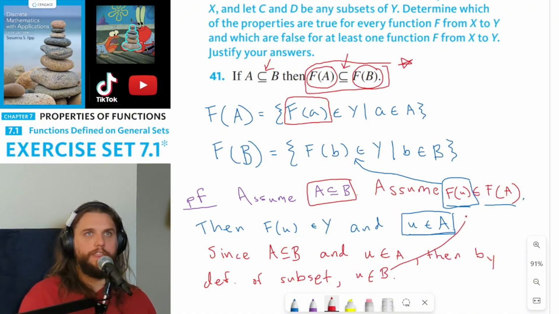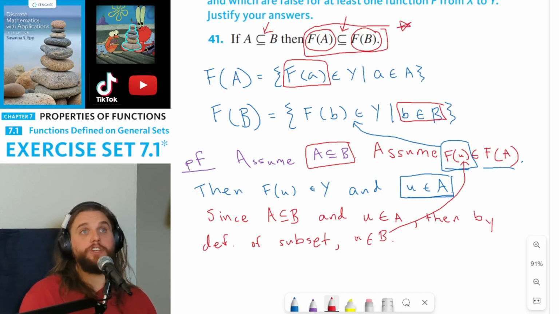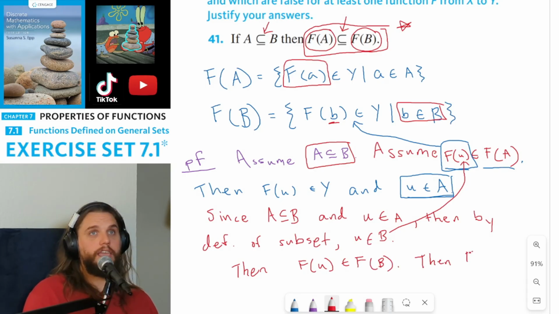But now we know that this input actually corresponds to an element from B, which is precisely the property that needs to be satisfied in order for an element to be in capital F of B. So by showing that u is an element of B, this input u comes from the set B, which is exactly what needs to be satisfied according to the set builder notation in order to be an element of F of B. So this means that capital F of u is an element of capital F of B. And that's enough to show that capital F of A is a subset of capital F of B.